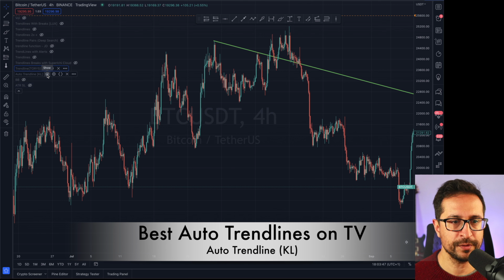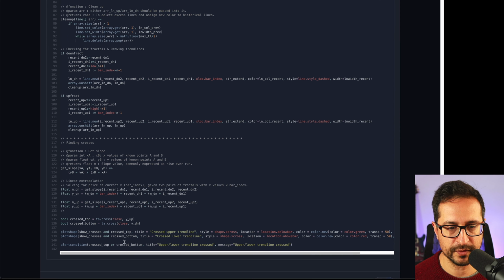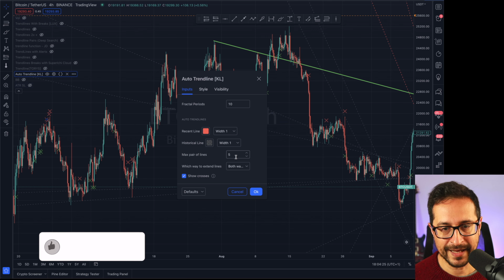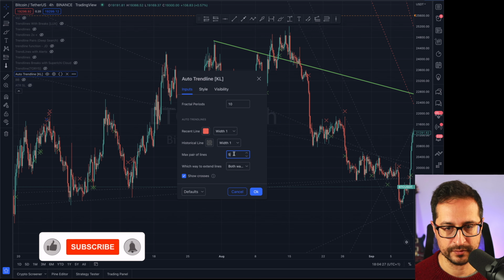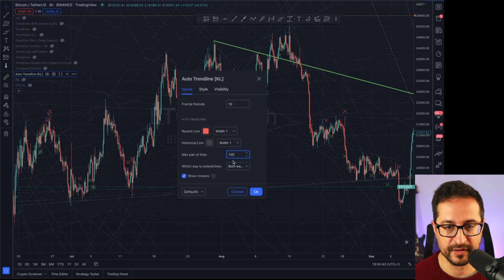The last one I'm going to show you is called Auto Trendline KL. It's built by Doji Emoji with 3,000 likes. It's also open source and it's got alerts. If you go to settings, you can show the crosses, which are the buys and the sells. You can decide how many lines you want drawn, which can go from 1 to potentially any arbitrary number. I'm here trying with 100, which becomes a real mess, but you have to find the number that works best for you.